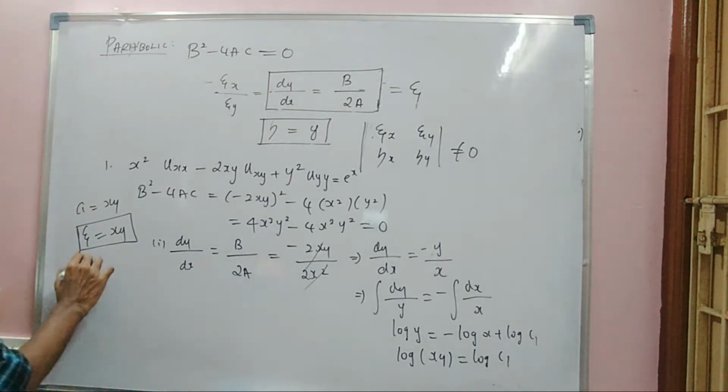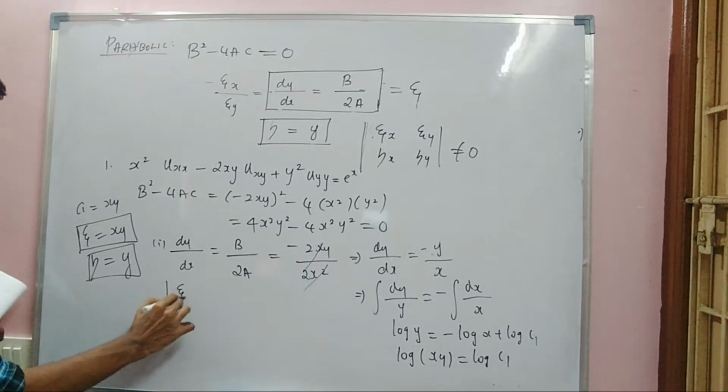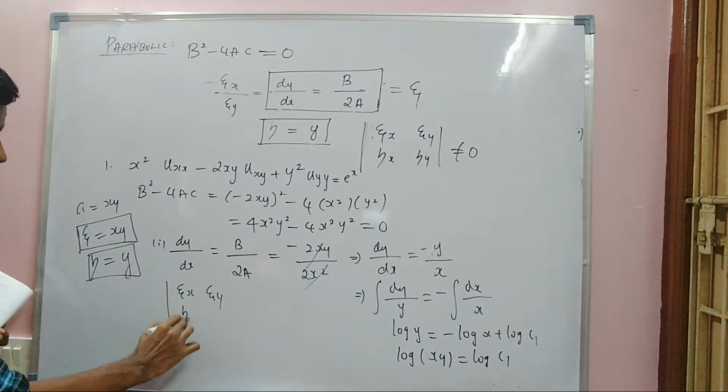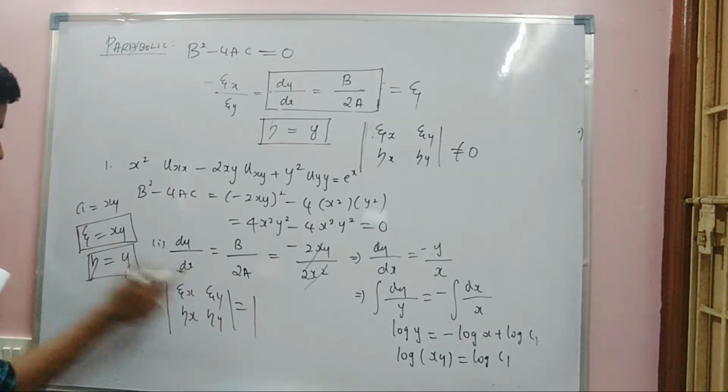Now we can just write eta to be equal to y. If I choose eta is equal to y, what will be my Jacobian? Theta x, theta y, eta x, eta y. So what is our theta x? y.